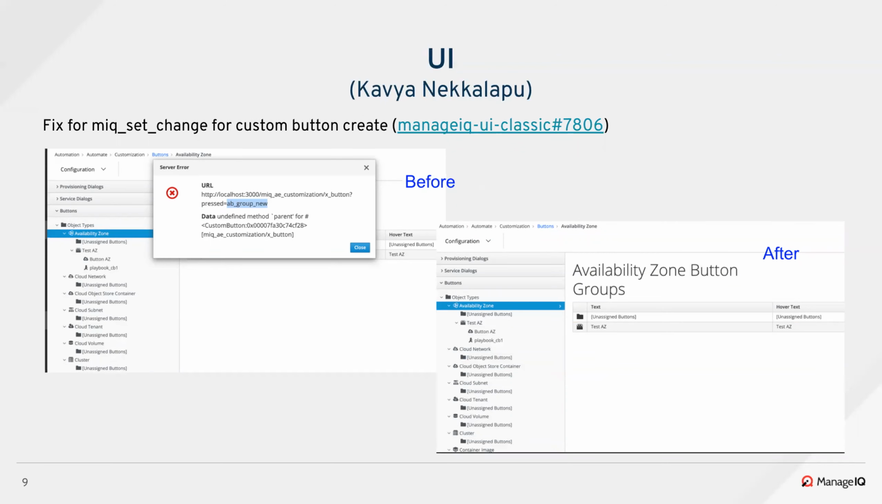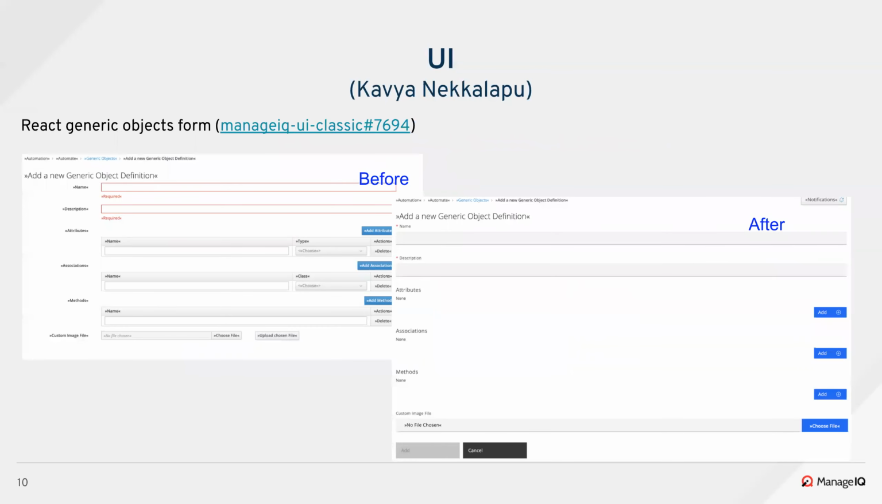This is a bug in the custom buttons page caused by the MIQ set change. It's a minor change, so fixed that. This is an enhancement. David converted generic objects form to React and DDF. This form is a little bit challenging. It has file upload and image upload components, which we never converted before. So David ended up writing custom components for both of those.